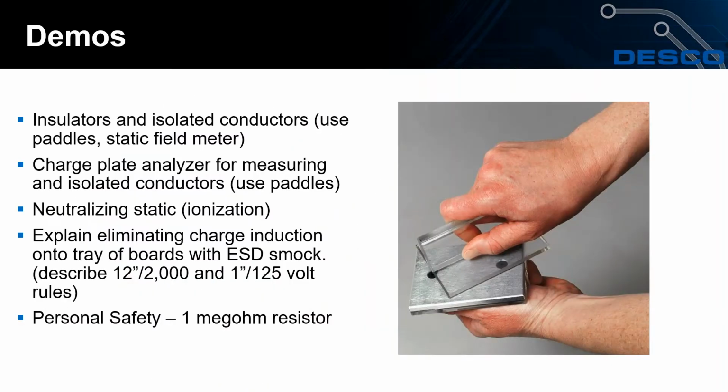So what I'm going to do right now is a number of demos for you. I'm going to demo what we consider insulators. I'm going to show you the test equipment that we use. I have a charge plate analyzer, which I'll show you. I'm going to demonstrate how we neutralize insulators. And then I'm going to explain what we call the 12-inch rule and the 1-inch rule. And I'm going to talk a little bit about personal safety when it comes to grounding the human body.